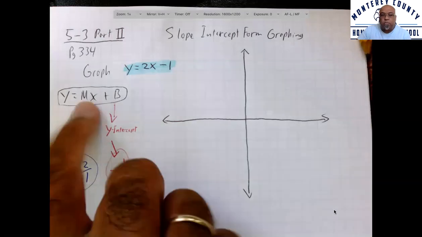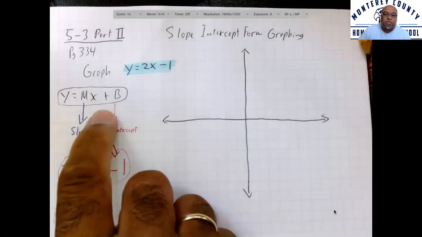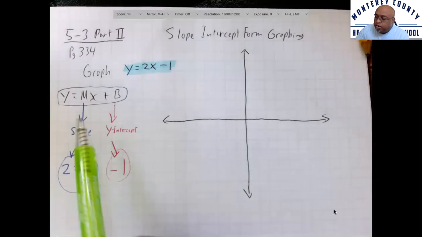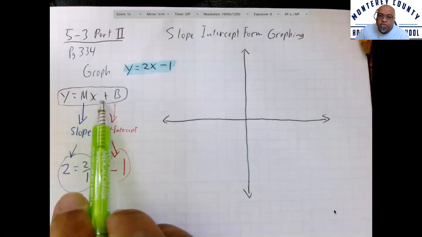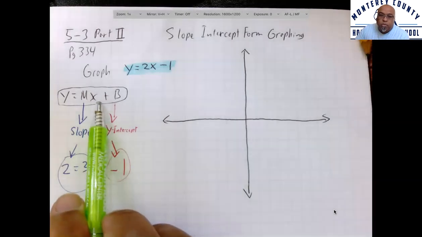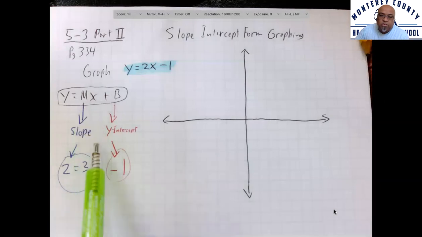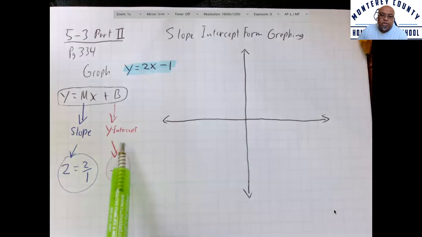Now this is the most important one. Out of everything I taught you, this is the one I want you to know because you're going to be using it more than any other form. Okay, so let's go over the parts again. Y is your y coordinate, x is your x coordinate, meaning your ordered pairs. Okay, m is the nickname for slope, and b is the y-intercept.